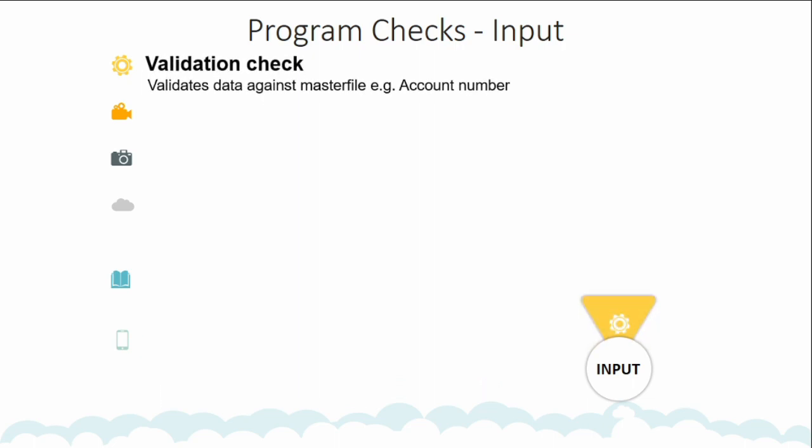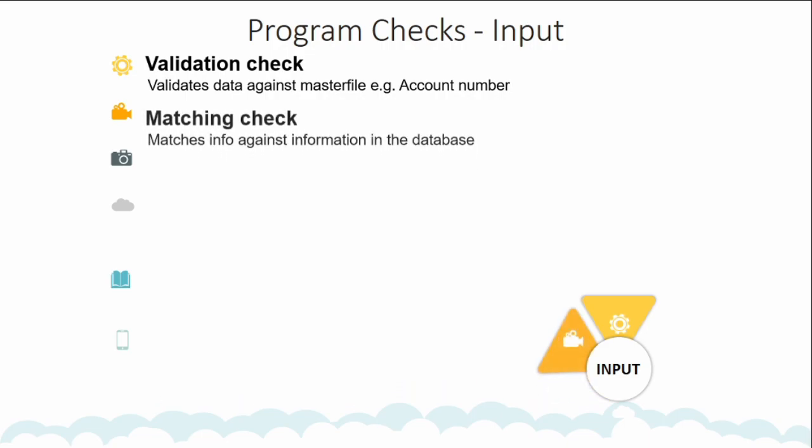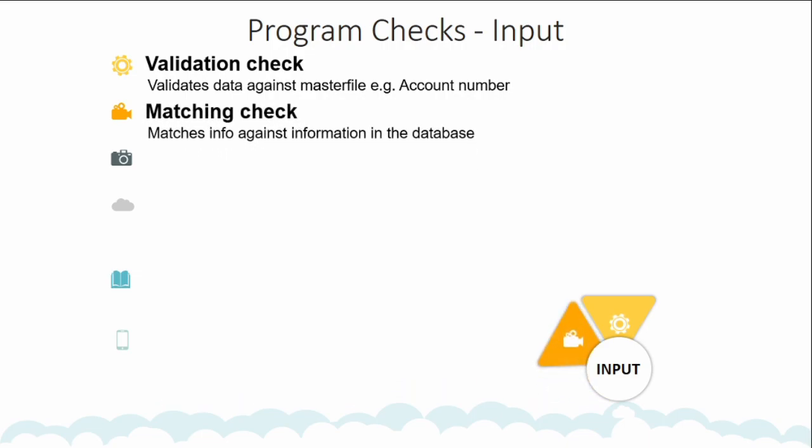For example, validity check. If we are entering specific information, the system can check back onto the master file to ensure that the information that we've entered is actually accurate. Match check. Match check is where the information you've entered is matched to some sort of other information on the database and not specifically the master file.